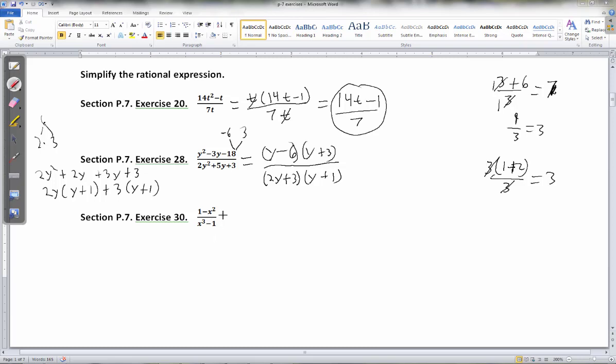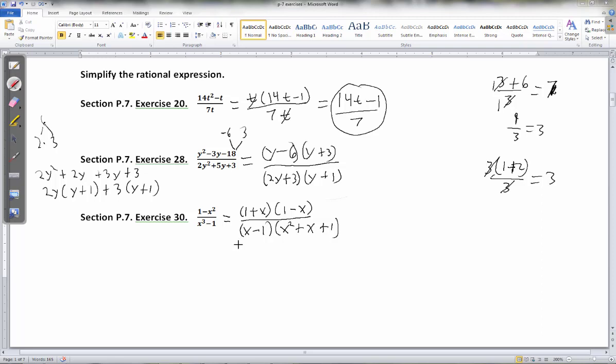Let's look at this one. Top is a difference of squares, so I can factor it using that formula. 1 plus x, 1 minus x. And on the bottom, that is a difference of cubes, so I use that formula. X minus 1, x squared plus x, plus 1.